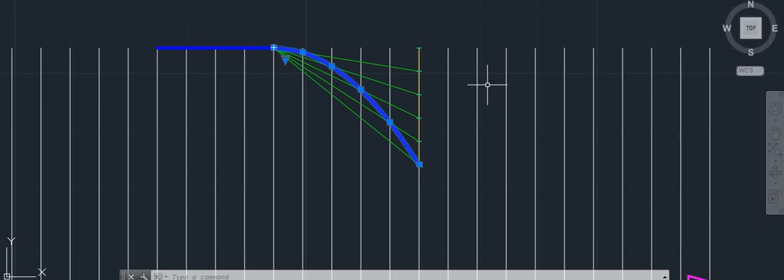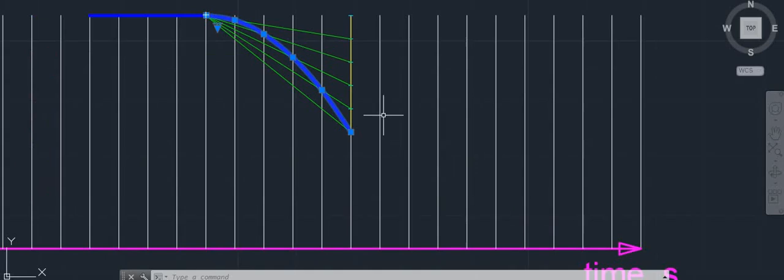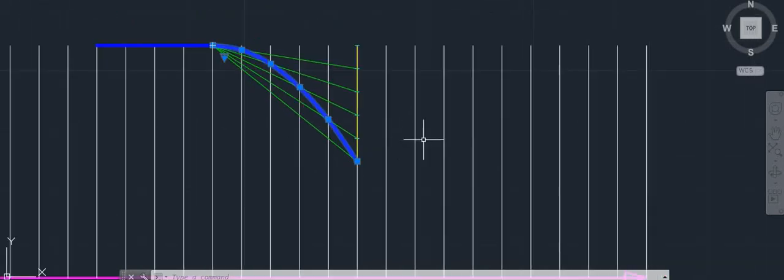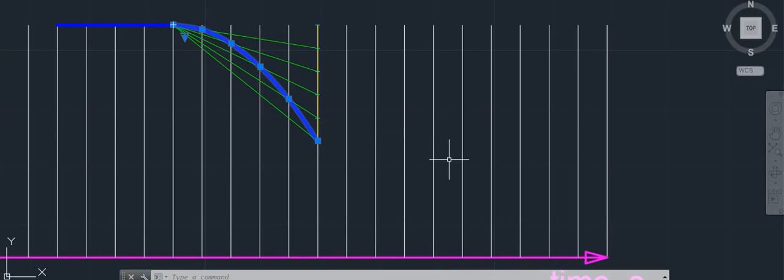Okay, our next lecture will be about plotting on the displacement diagram a body that is to fall with a negative acceleration.